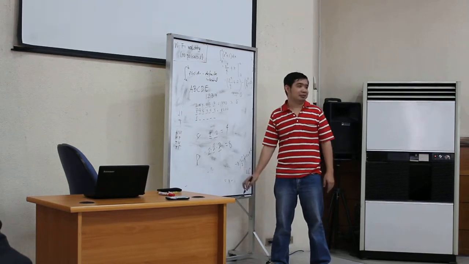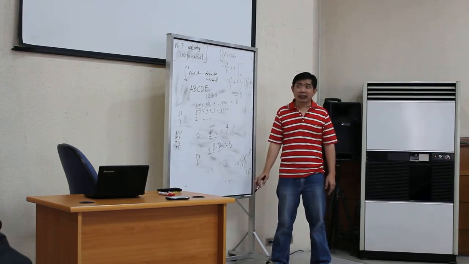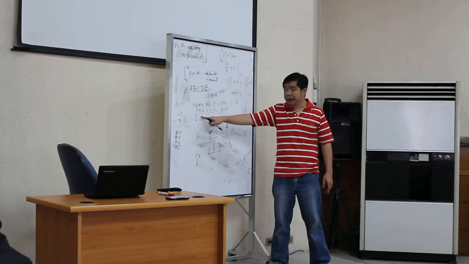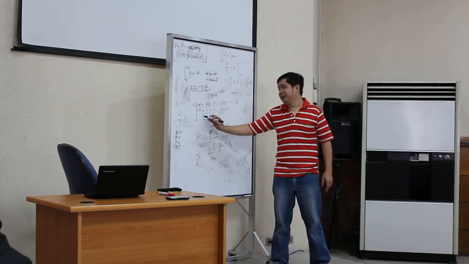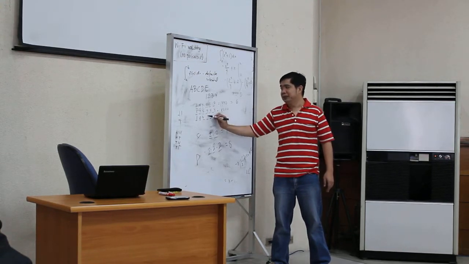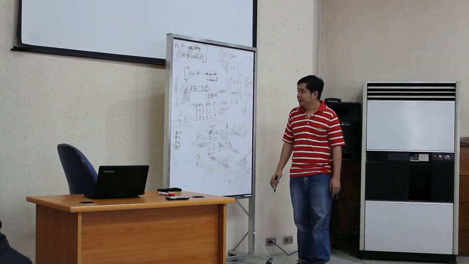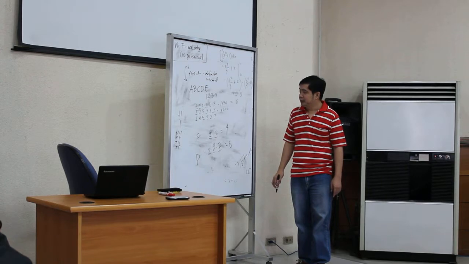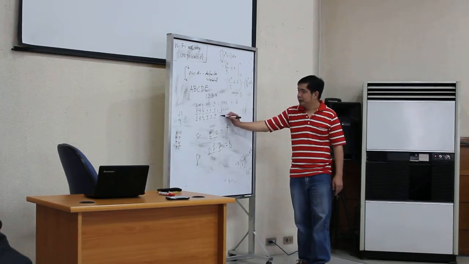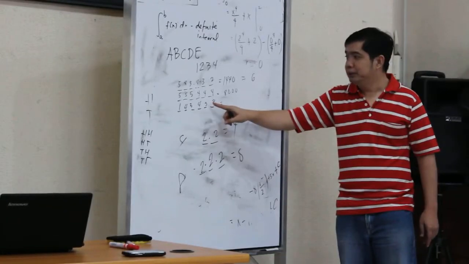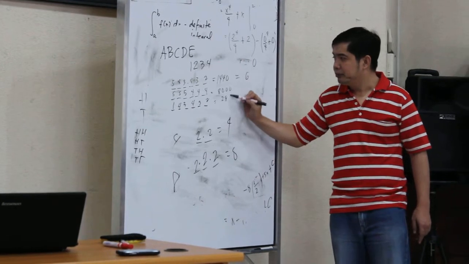And because I said no repetition as well, you have already chosen A here. You cannot use A for the second. So how many choices? 4. Now, for the numbers, no problem. We still have 4. This is 12 times 4, 48 times 3, 144, times 2, 288.